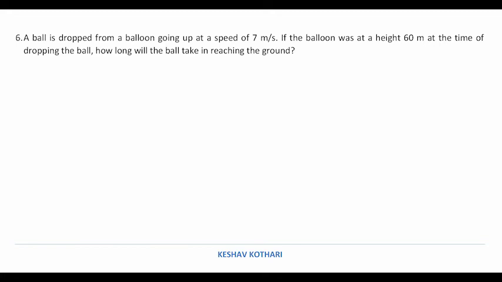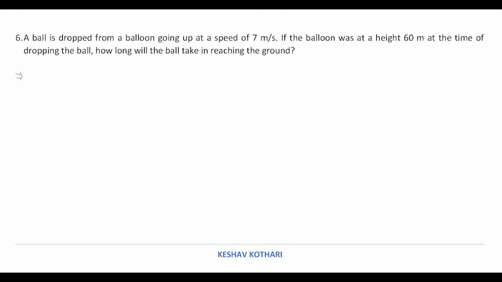So now when we are solving this kind of question, it is important for us to understand that whenever a particle or something is dropped from a moving object, then it acquires the velocity of the moving object. So I can say when the balloon is rising up or going up, the ball is also going to acquire the speed in the upward direction, that is 7 meter per second.